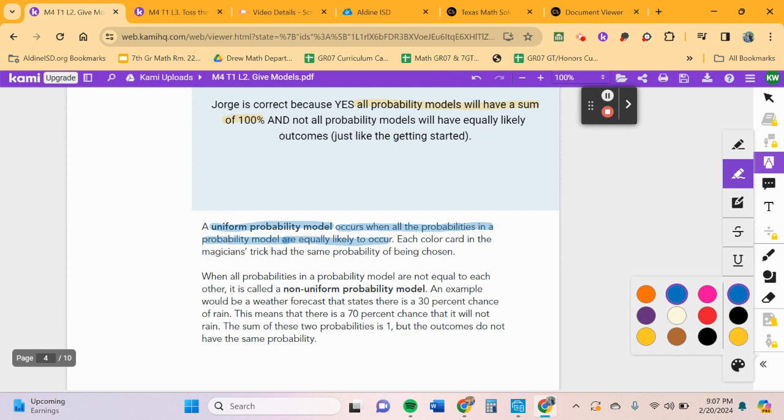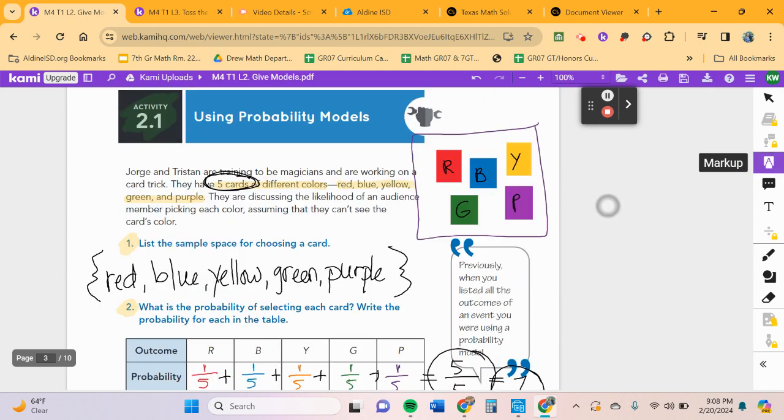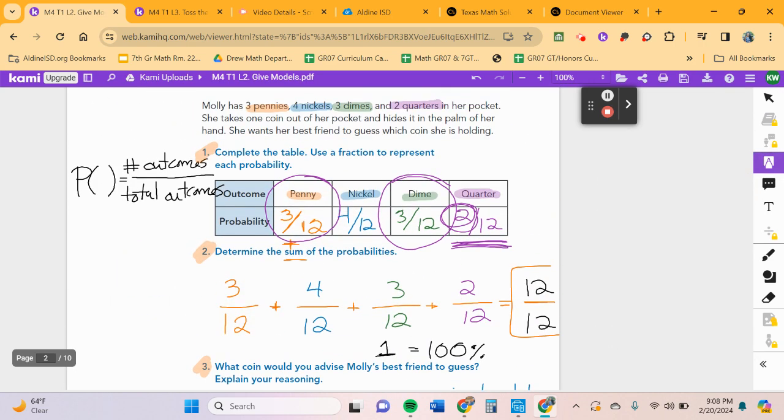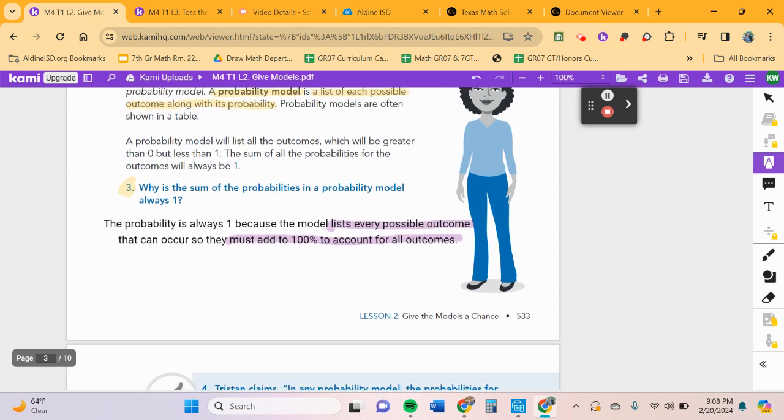When all probabilities in a probability model are not equal to each other, it is called a non-uniform probability model. An example would be a weather forecast that states that there is a 30% chance of rain. This means that there is a 70% chance that it will not rain. The sum of these 2 probabilities is 1, but the outcomes do not have the same probability. Also, a non-uniform probability model, and I'll keep referring to what we just did so far, is what we did in the getting started. Each of these coins has a different probability, so it is non-uniform.